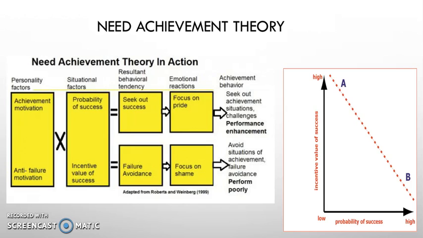These personality factors mix together with environmental factors. NAC combines with the situational factor, which is the probability of success, and then NAF combines with the situational factor, which is the incentive value of success. A NAC personality type is what most coaches would much rather the players have. There are things that can occur to change a NAF personality into a NAC personality.